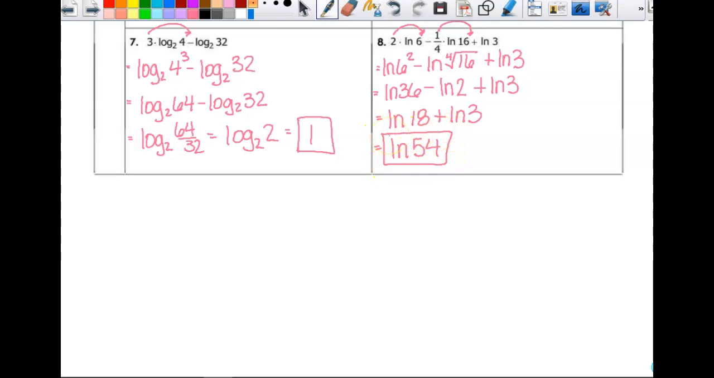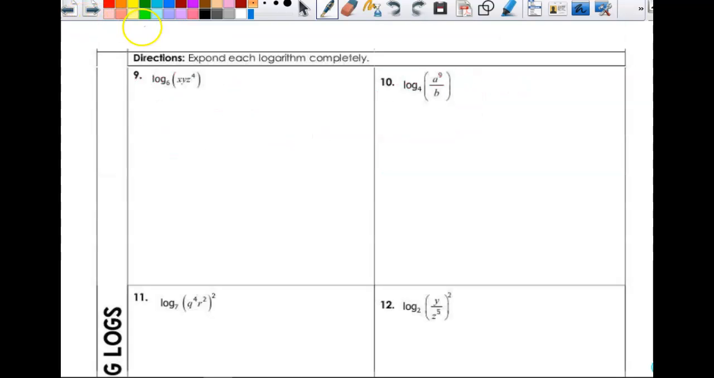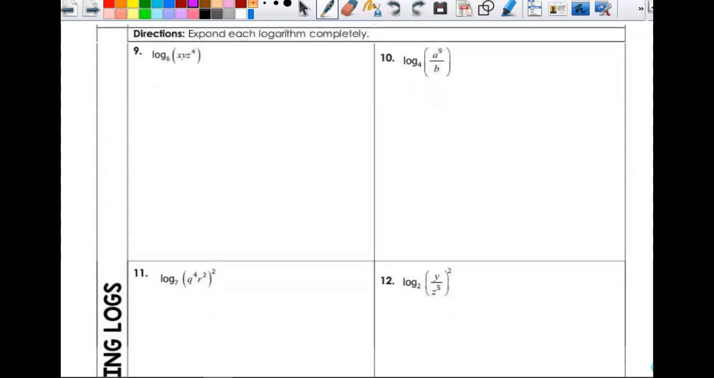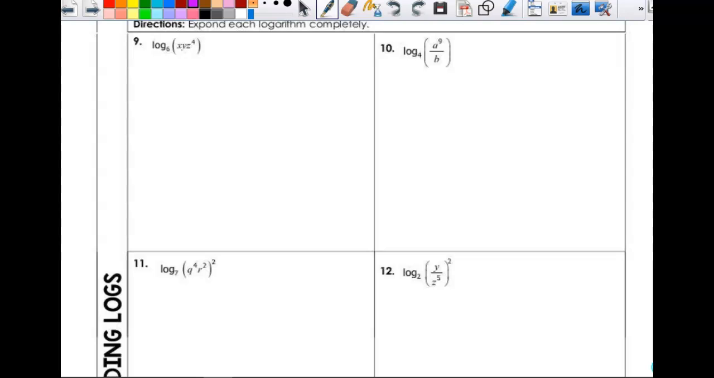Okay. Any questions about condensing? All right, because now we're going to expand. So put them together, we're going to pull them apart. Okay, so I've got log base 6 of x times y times z to the 4th. Okay, so that 4th is only on z. If it was on the whole thing, I would handle this differently, but it's only on the z. So I can go ahead and split these 3 things up and make this into log base 6 of x plus log base 6 of y plus log base 6 of z to the 4th.